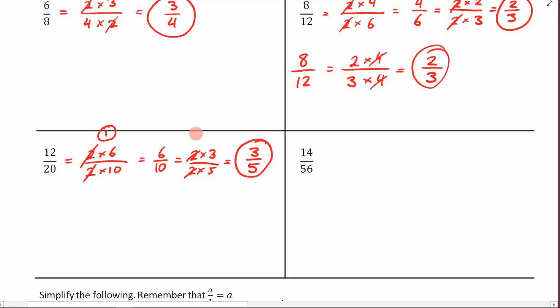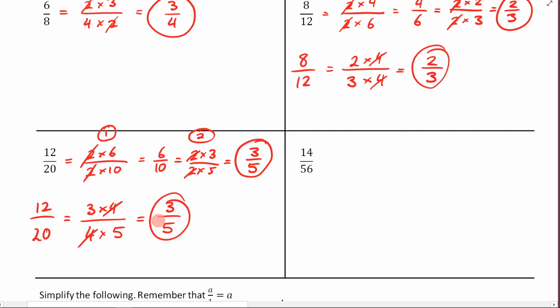Again, this took me 2 steps to complete. I prefer to do it in 1 step, so let's rewrite it and see if I can do it in 1 step. 12 on 20. Well, what could that be broken down into? That could be broken down into 3 and 4. And 20 could be broken down into, what could 20 be broken down to? 4 and 5. In which case, this 4 and this 4 will cancel, and I'll be left with 3 in my numerator and 5 in my denominator. And as you can see, that's a quicker way to do it. But again, both ways are perfectly legitimate.